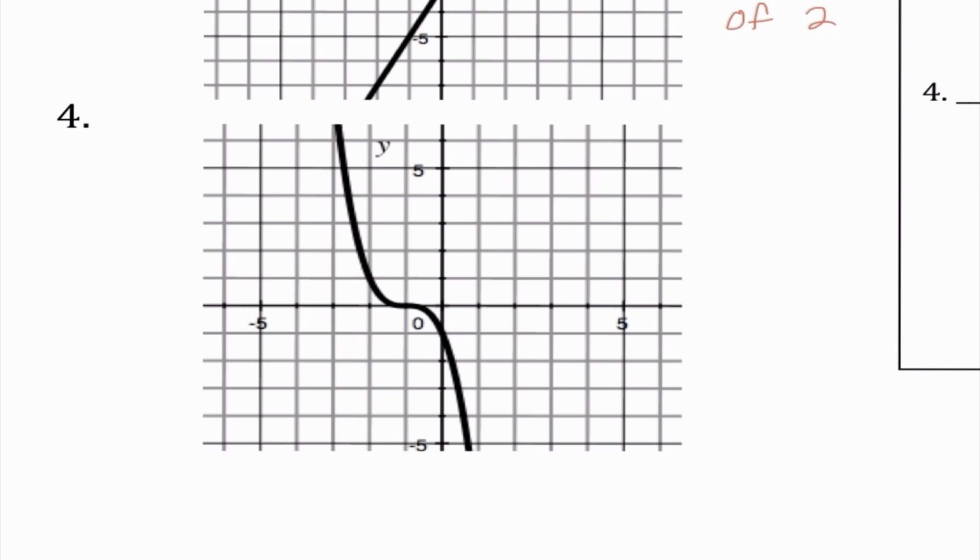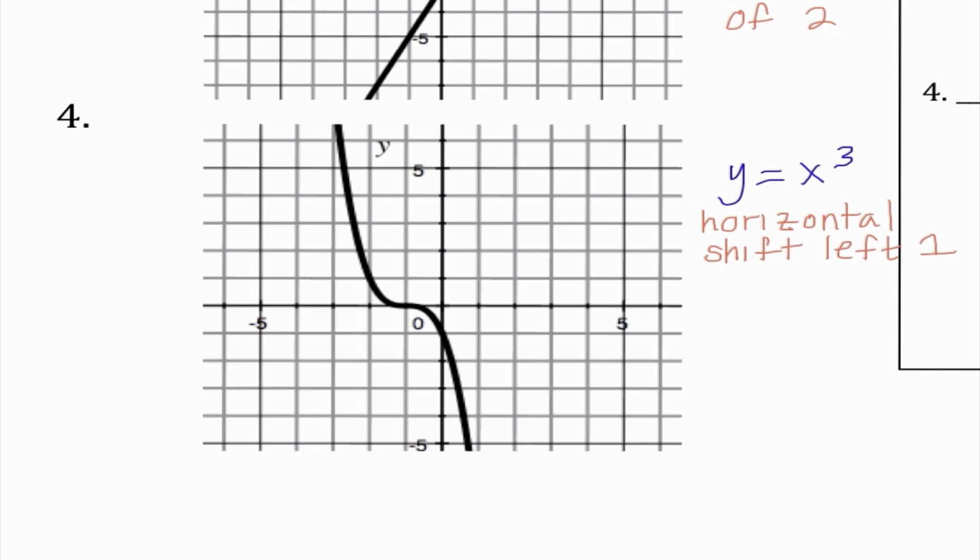Okay, looking at number 4, the first thing I notice is it looks like our cubic graph, so I'm going to write y equals x cubed. I also notice that the origin of it is not at 0, it has moved to the left 1. Finally, I notice that this looks like it is a reflection. We know that the normal x cubed graph starts down in quadrant 3 and moves up to quadrant 1, and this is a reflection.